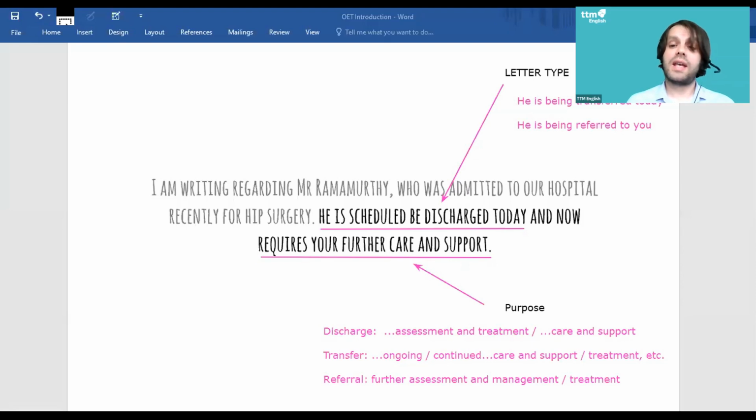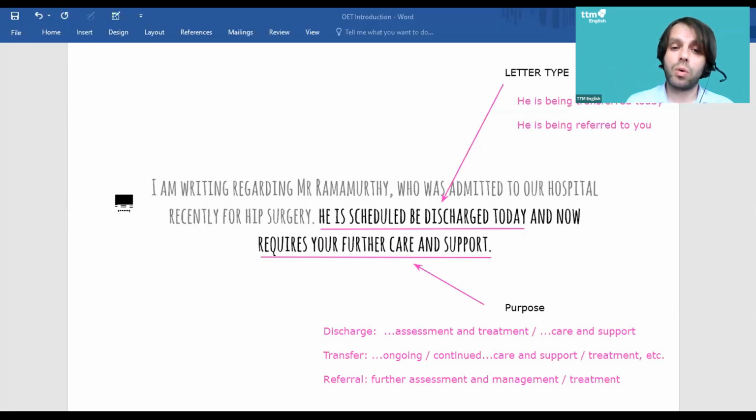So this is how I think of sentence 2. You divide it in 2 parts. Firstly, tell me what type of letter it is. He's being transferred today. He's being referred to you. He's being discharged today. Okay. Then tell me the purpose. Most important part of your intro, right?